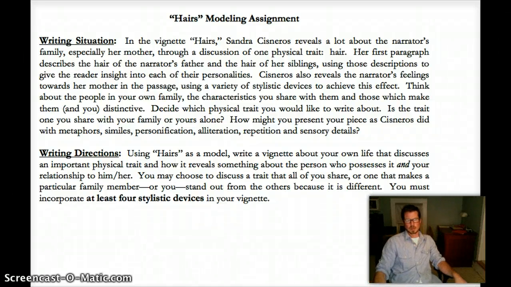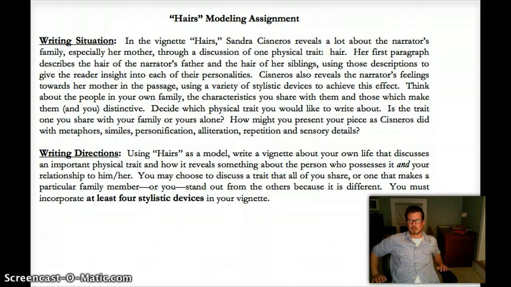All right, so I want to talk about the Hairs modeling assignment that you're going to be starting today. And when you come in on Monday, you should have a rough draft of this assignment. So I'm just going to read through it. You can follow along, and then I'll add some other stuff.